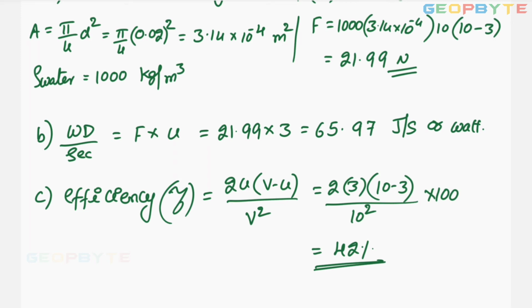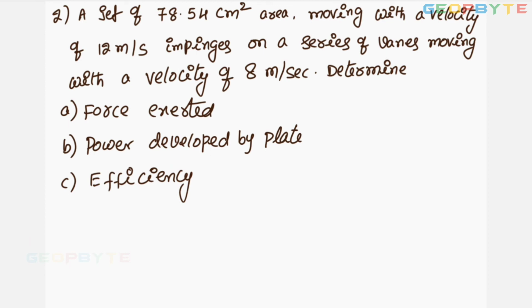Let us take one more problem. Look at the next problem. A jet of 78.54 centimeter square area. For this problem, area is directly given, moving with a velocity of 12 meter per second, impinges on a series of vanes moving with a velocity of 8 meter per second. Determine force exerted, power developed by the plate, and the last one, efficiency.